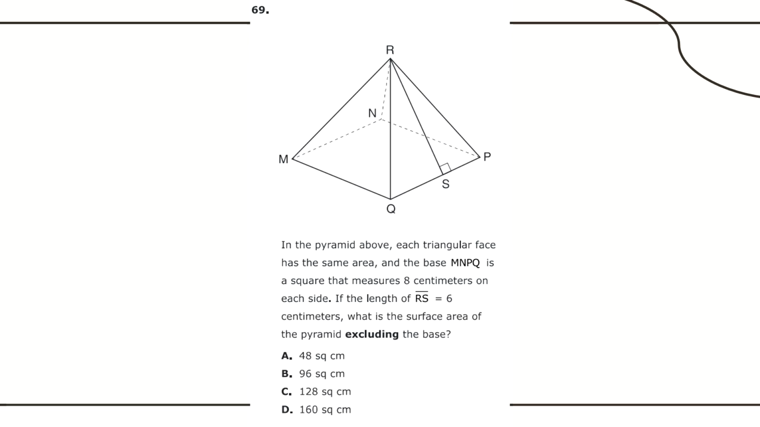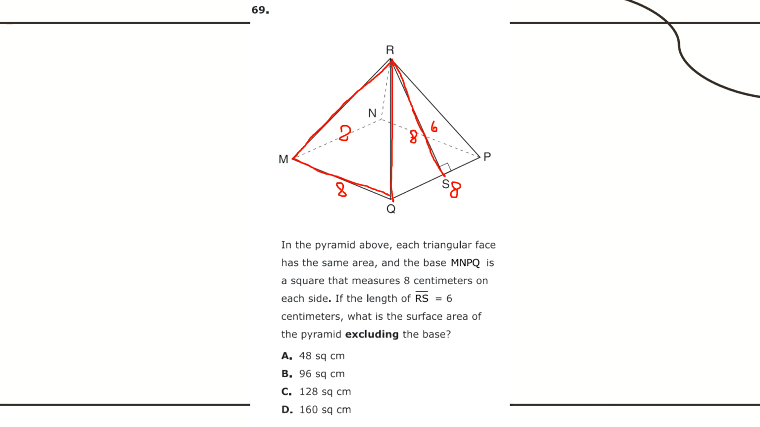Now let's label every single thing that we know. So we know that this is a square with side length 8, 8, 8, and 8. And we know that RS, this right here, would be 6. Okay. So in order to find the surface area, what we're actually finding is the area of this triangle and each of the other 3 triangles that are around it.